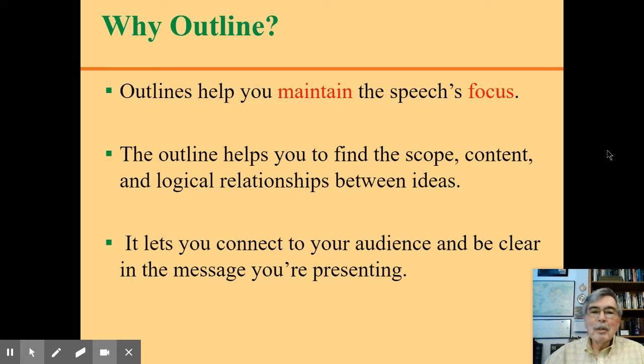Some of the other things here, it provides scope, content, logical relationships. I'll discuss all of this as I get further into the lecture here. I've mentioned connecting with the audience over and over again. And you might think, well, how does the outline do that? Well, it helps you do that because, again, it provides that clear, focused presentation that you want to provide for your audience.